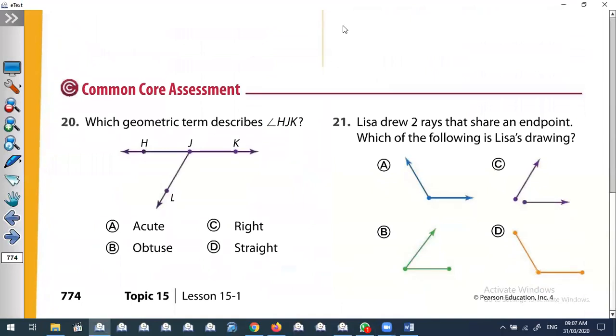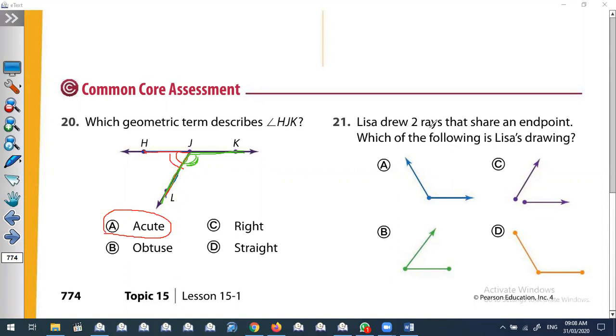The next example. Which geometric term describes angle HJK? Let's find this angle, HJK. This angle is smaller than the right angle, so it will be acute. What about angle KJL? This angle was green. KJL will be more than a right angle, so it will be obtuse.